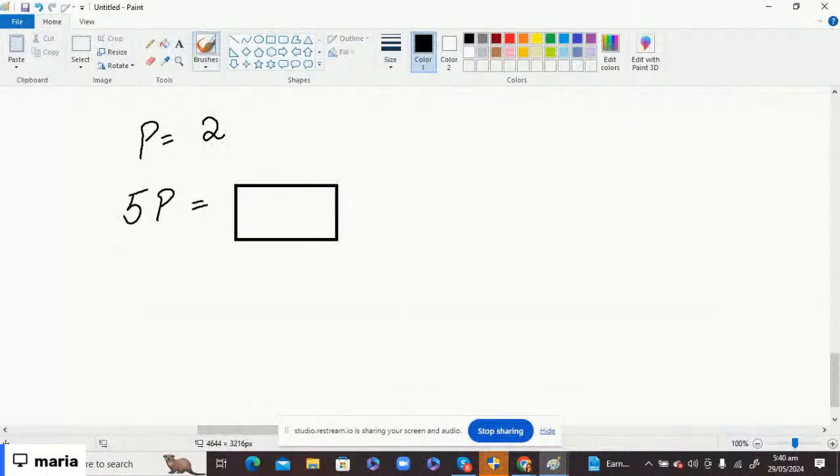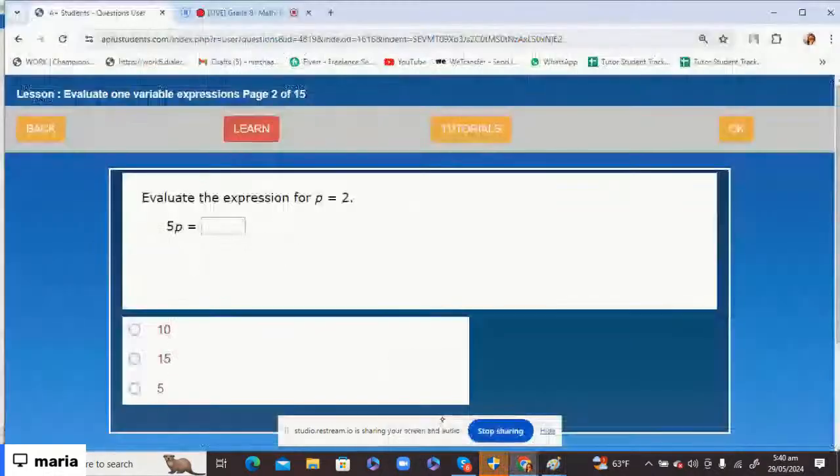Solve it in your notebooks. Hurry up. Just simply, in place of the p, you're going to put 2 and then multiplication. So it's 5, in place of p I'm putting 2. 5 times 2 is 10. So what's the answer? That is 10. My answer is 10.